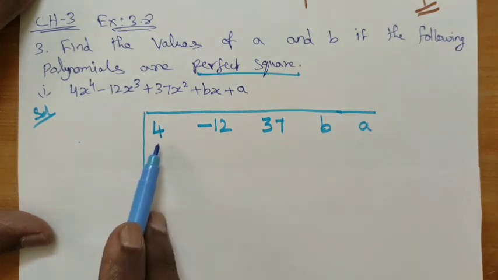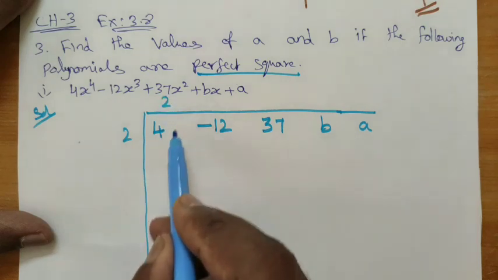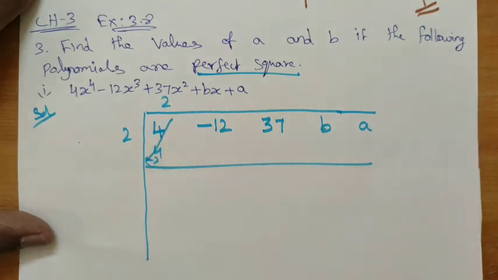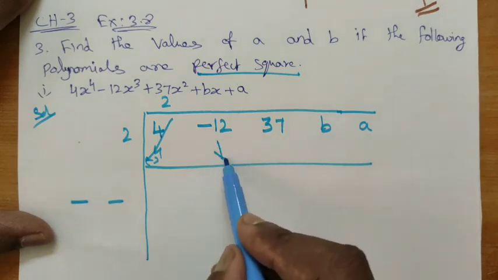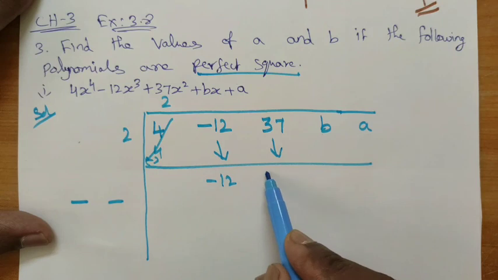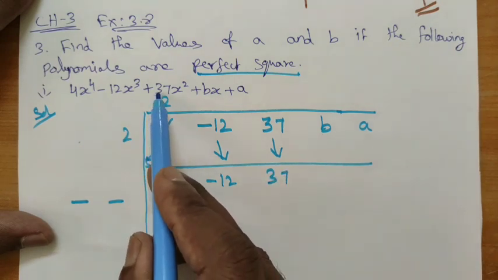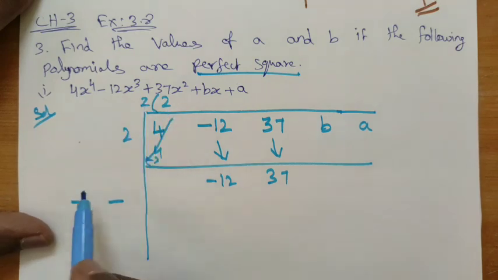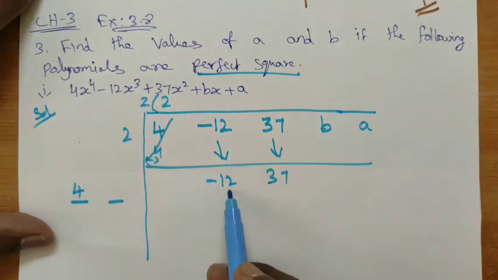4 is a perfect square number, that is 2 2s are 4. We want to cancel the first term, so the first term becomes cancelled. And then in the second step we are going to write 2 terms. I reduce this to minus 12, 37. Whatever the number here, just multiply with 2. 2 2s are 4. Then take this first term.